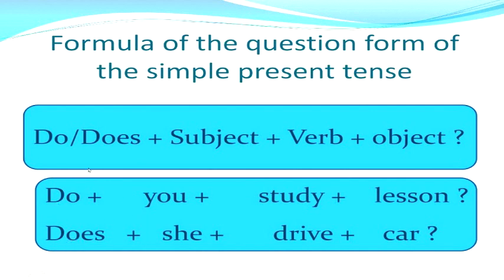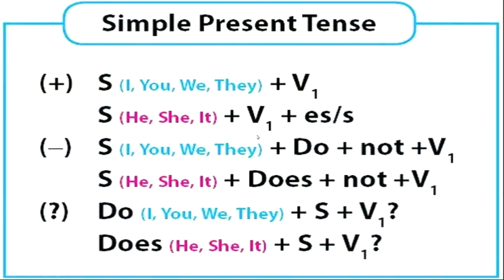So it will be: do you study lesson? Study is the first form of your verb. Does she drive car? Drive is the first form of verb. Alright? And finally our object, lesson, car. Okay? Keep the rules in your mind. And this is the final layout of using simple present tense.